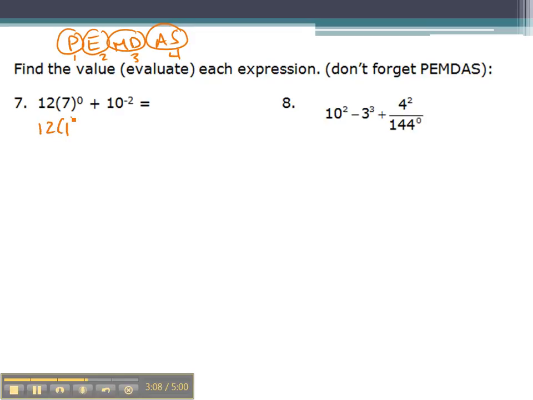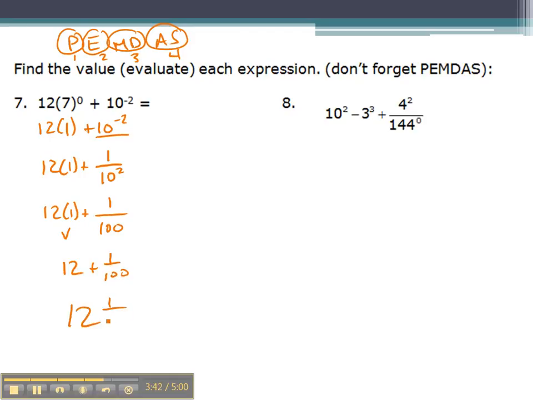So I'm just going to do one step at a time and then rewrite the expression. And now we're still on step 2 because I have 10 to the negative second power as an exponent. I need to rewrite that as 1 over 10 to the positive second power. And I'm only doing one step at a time so I don't make any mistakes. We know 10 to the second power is 100, so this is 1 over 100. So we have 12 times 1 plus 1 100th. Now we're on step 3, multiplication and division. 12 times 1 is 12, plus 1 100th, which would just be 12 and 1 100th.